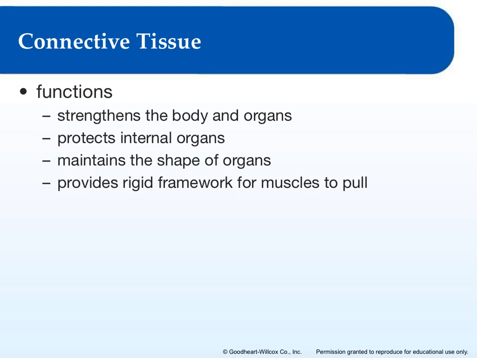So they're going to offer strength, they're going to offer protection, they're going to help maintain the shape of certain organs. For instance, in the trachea, which is the tube going down your throat, you have rings of cartilage that help maintain your throat opening so that it doesn't collapse down on you every time you breathe in and out.